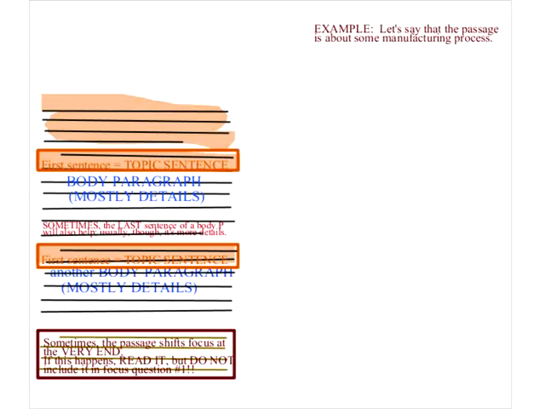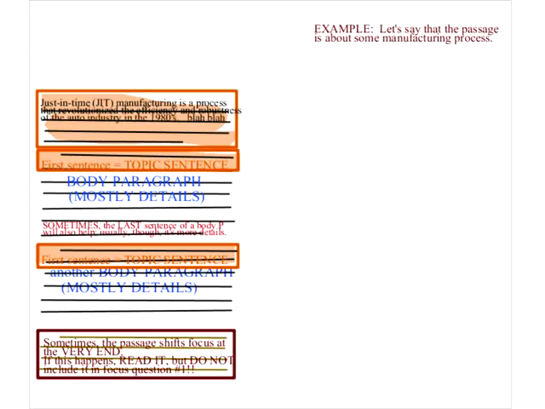Let's say your introductory paragraph starts with the following. Let's say you're going to write a paragraph about what's called just-in-time manufacturing. So just-in-time, JIT, manufacturing is a process that revolutionized the efficiency and robustness of the auto industry in the 1980s. Blah, blah, blah.